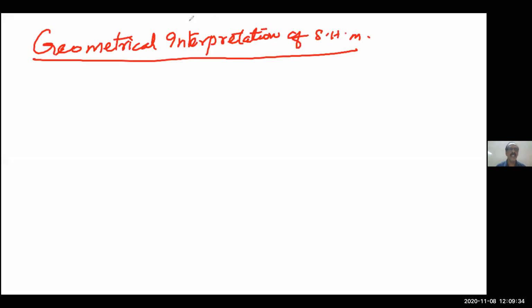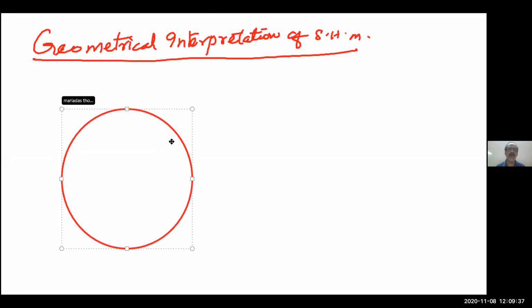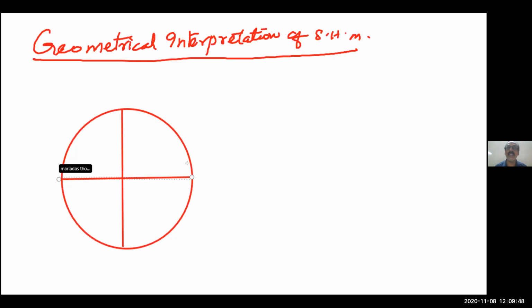Look here. Let us imagine a particle moving along the circumference of a circle. This is its y-axis, this is its x-axis. The particle is moving along the circumference with a constant speed. Initially, at time zero, the particle is here. After some time, that is t equal to T by 4, the particle will reach here. Then at t equal to T by 2 it will reach here. Then at t equal to 3T by 4 it reaches here, and at t equal to T again. Any doubt?